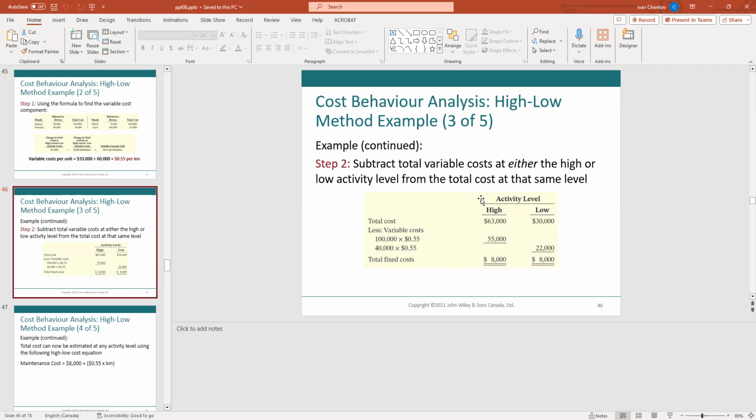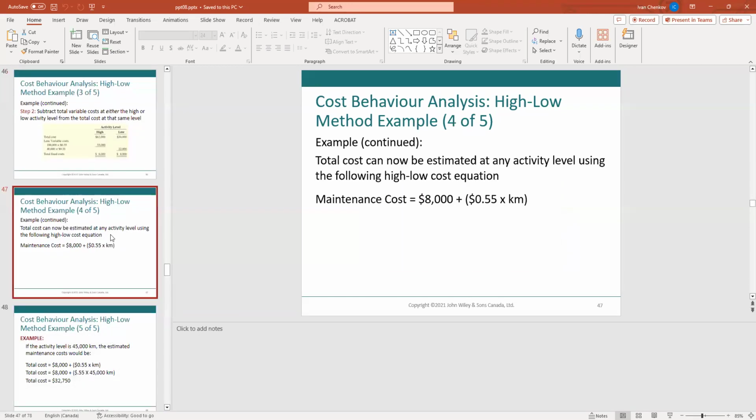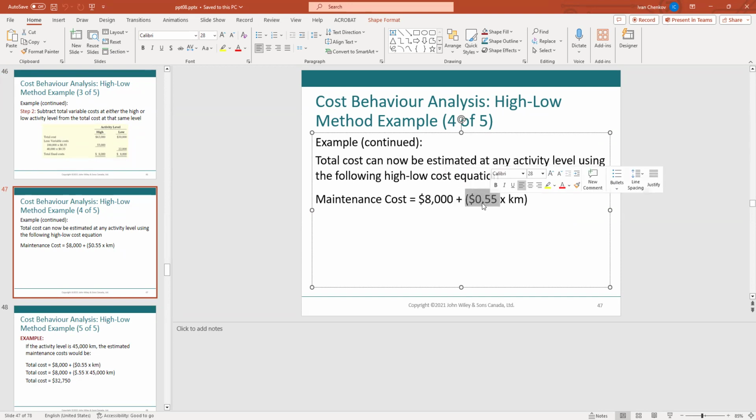So as you can see, regardless of which point we use, the high or low point, we're always going to get the same total fixed cost. Once we get the total fixed cost, we can express it in the formula. The total cost can be estimated by simply saying that the fixed cost is $8,000 and the variable cost is 55 cents per kilometer. So as long as you tell me how many kilometers you're planning to drive the car, I can tell you how much your maintenance cost will be.